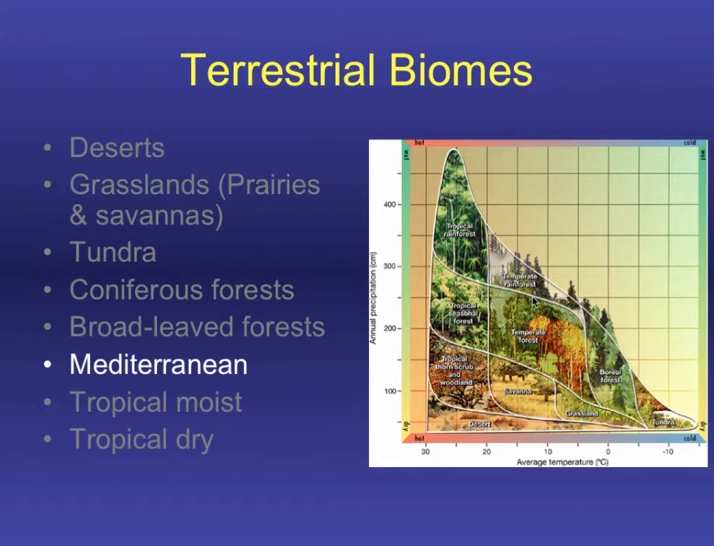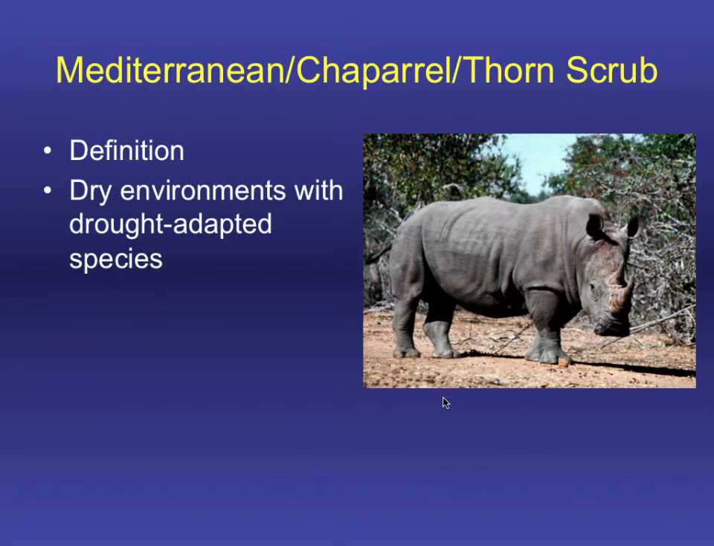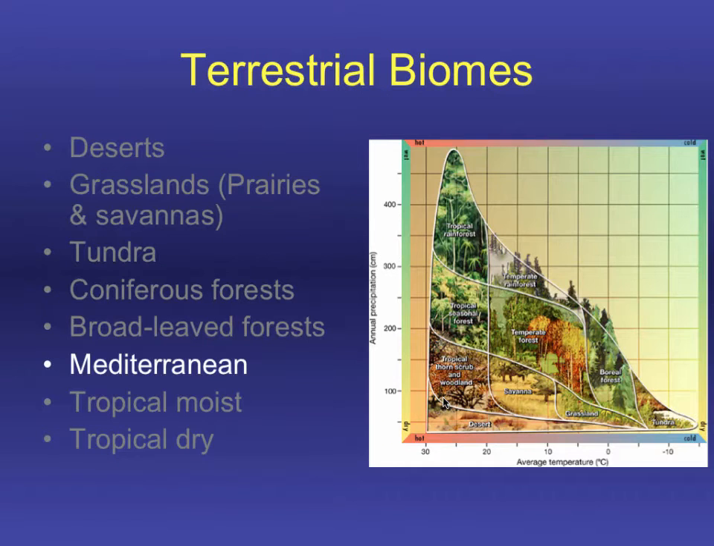The next one we're going to look at are Mediterranean forests. So now we're going to jump out here again on the warmer side of things, but we're going to drop back down in precipitation for just a moment. So Mediterranean forests, thorn scrub type forests, very, very dry, very, very hot. Again, this is sort of a drought adapted situation. So if you look on this graph, these forests are just slightly damper than a desert.